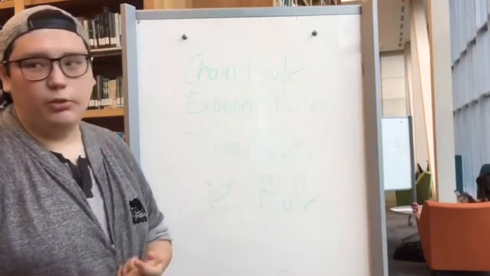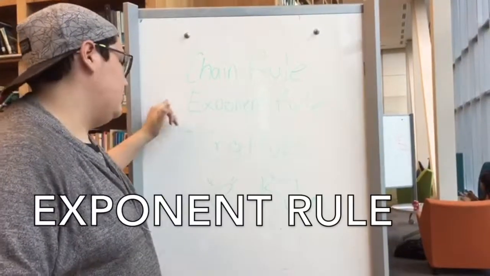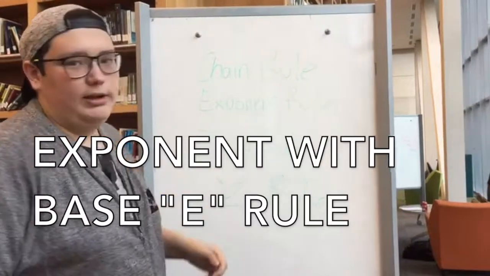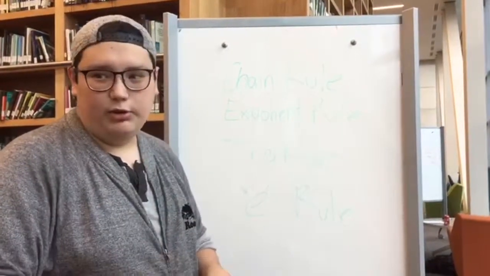Okay, the rules that we used to solve this problem were the chain rule, exponent rule, trigonometric rules, and the e rule. Besides factorizing, because that comes with whole mathematics stuff.